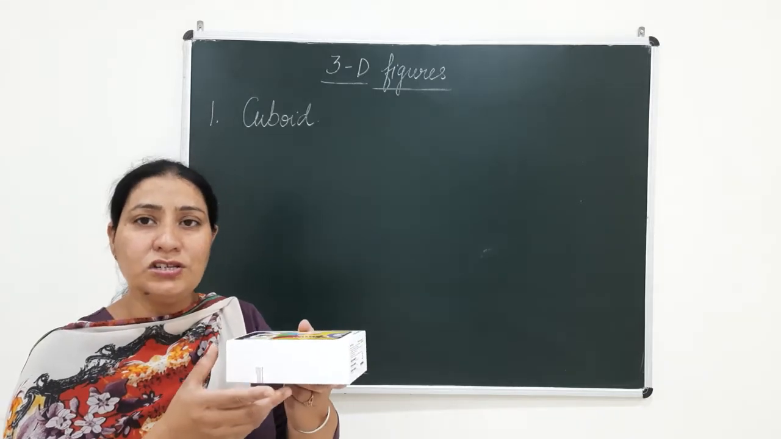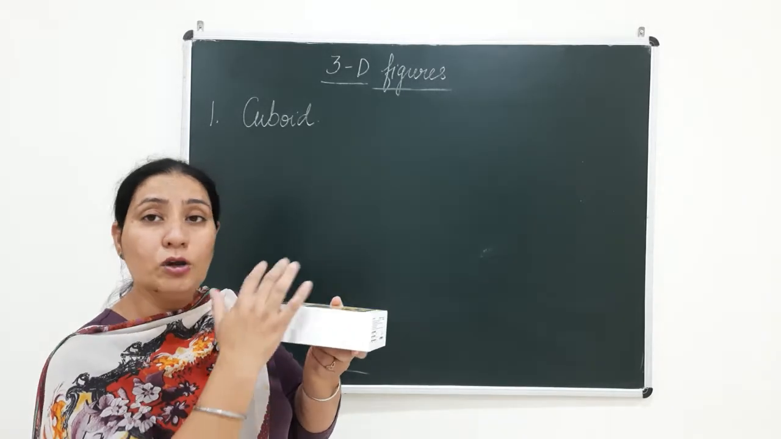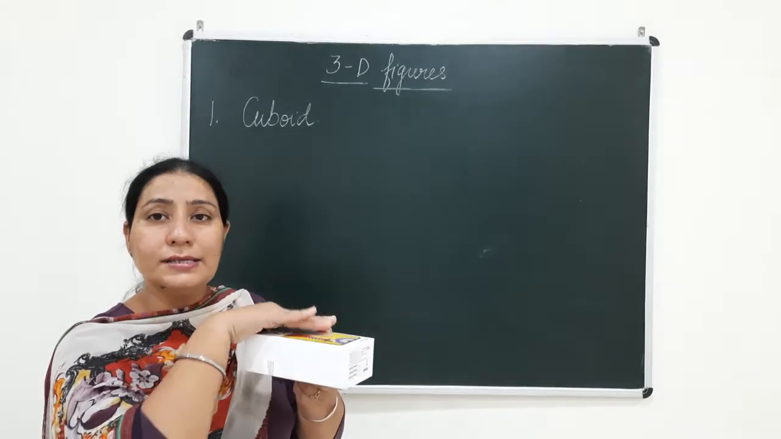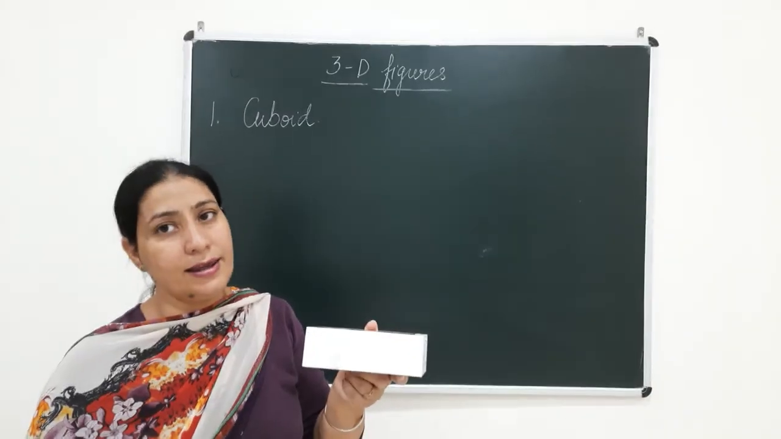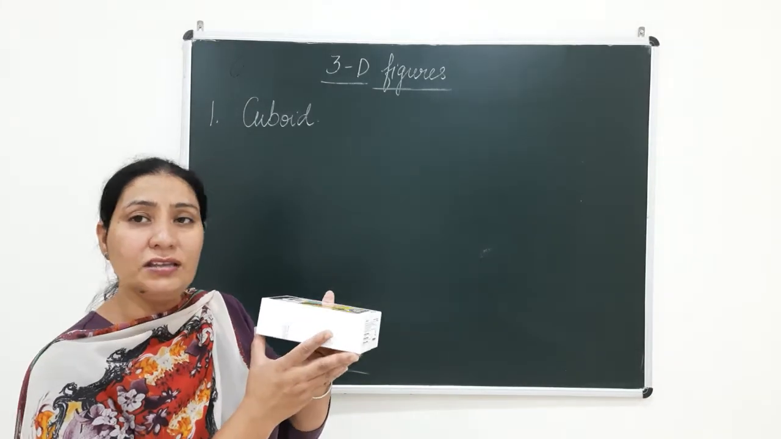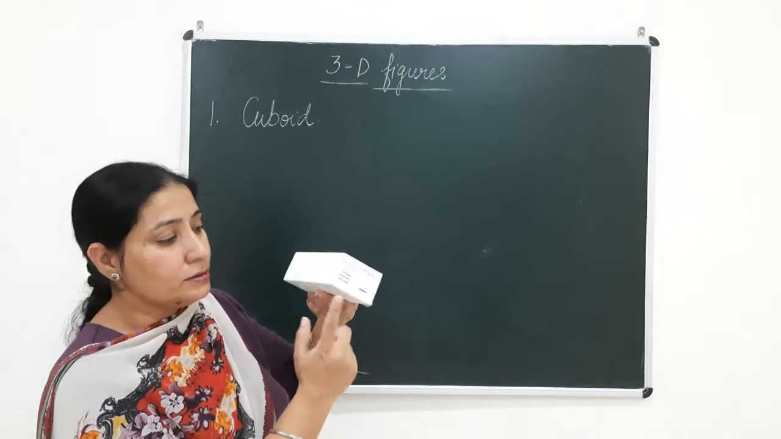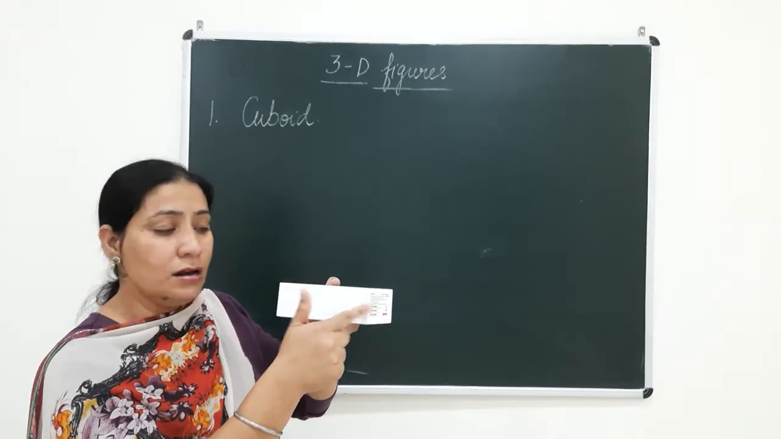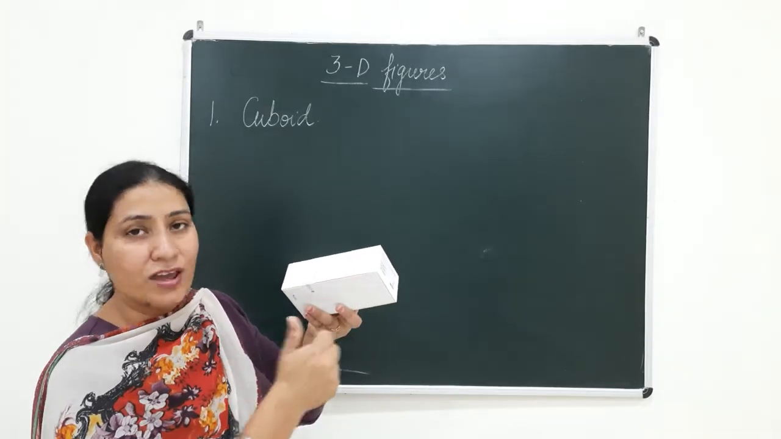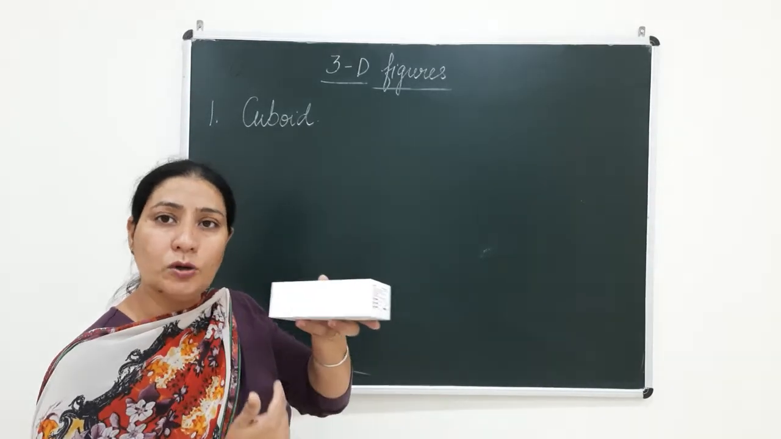So what do you see children? In a cuboid, we have got 6 faces out of which each 2 faces are alike. Clear? Now there are 3 things which make up a cuboid: the length, the breadth of the rectangle, and this is the height. So when any rectangular face is given a height, it becomes a cuboid.